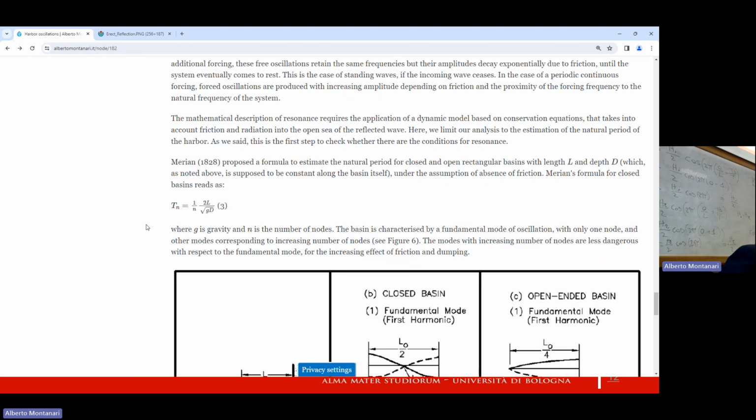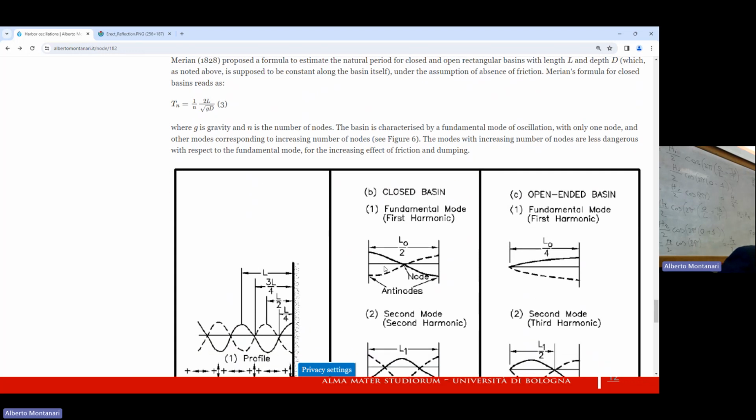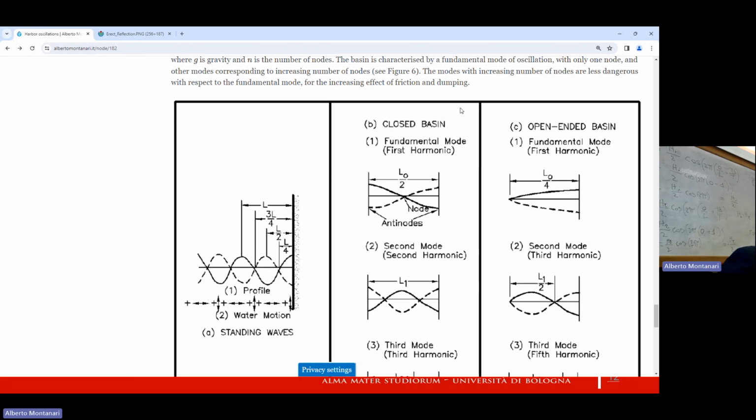This basically tells you that you have different characteristic periods depending on the number of nodes. And so this is, for instance, the picture, closed basin. This is the fundamental mode with one node. And this is what may happen in a closed basin with one node.